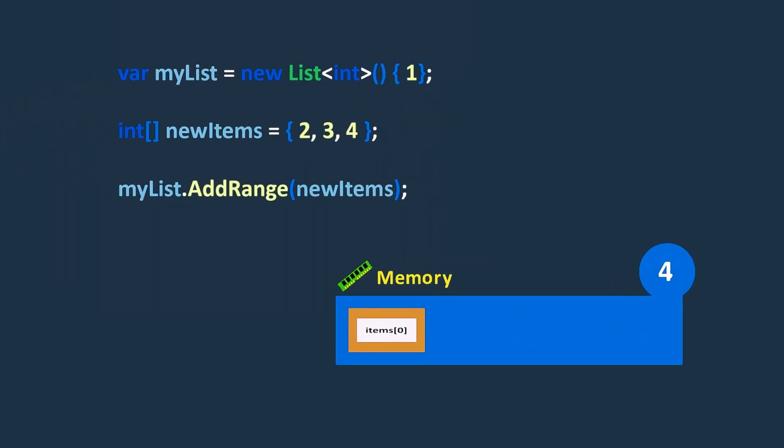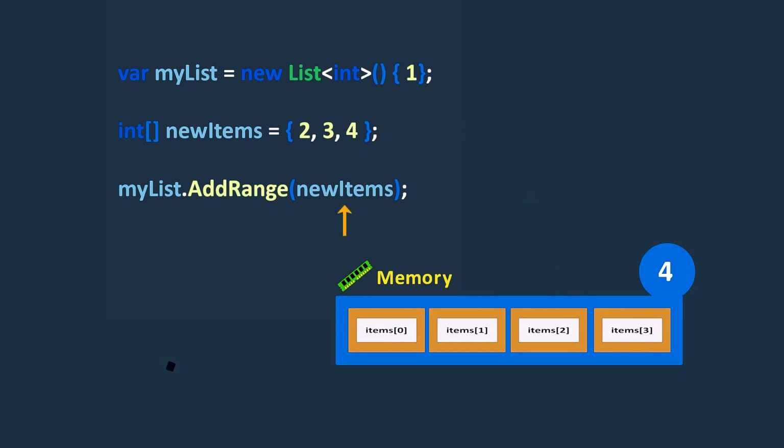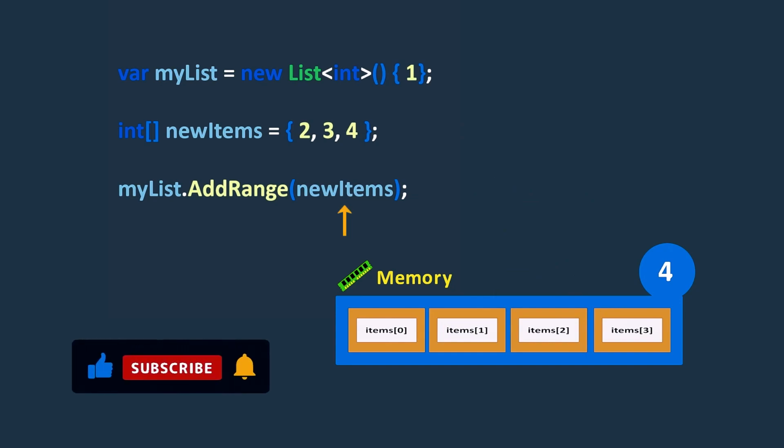Moving on, we have the addRange method. By this method, we can easily add multiple elements to a list in a single operation. As you can see, we simply provide a collection or an array of elements to this method, and it appends them to the end of the list.